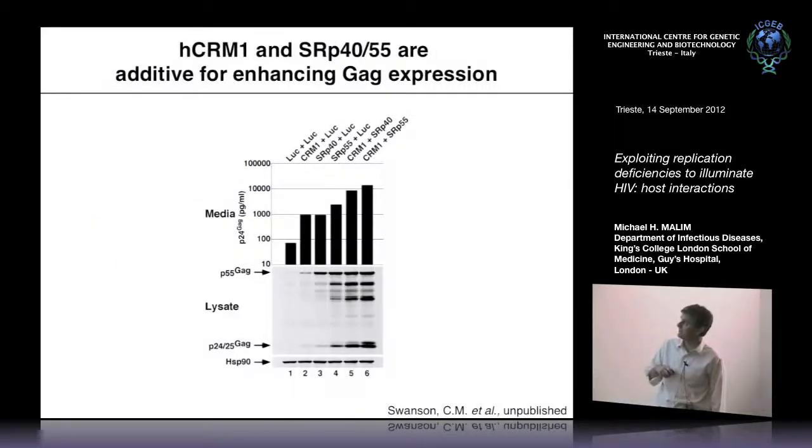Interestingly, we think that the SR proteins and CRIM1 are working at completely different steps of replication, as you might imagine. So if you add human CRIM1 together with the SR proteins, you get a further boost to virus production. How the SR proteins are promoting virus assembly and release is something that we continue to work on as well.